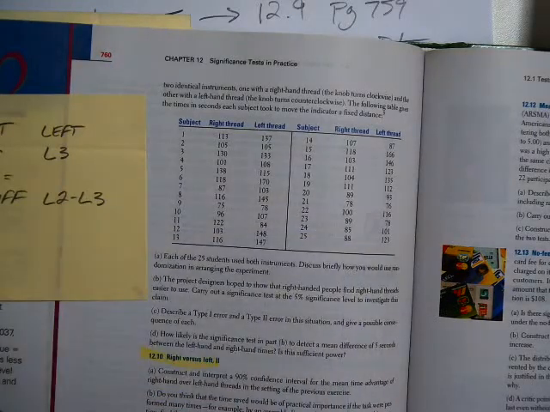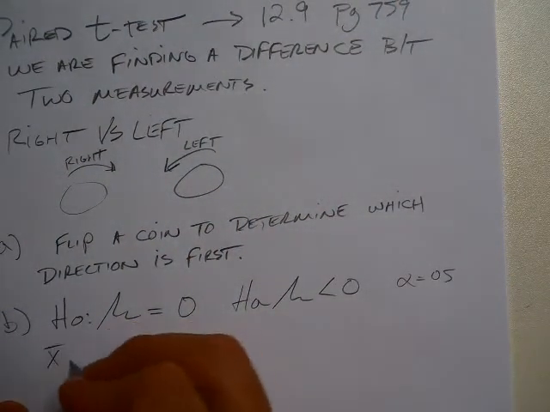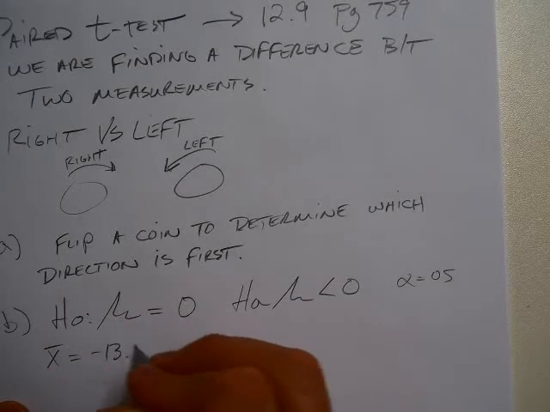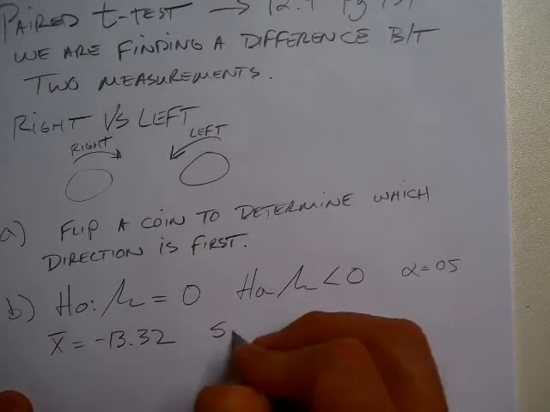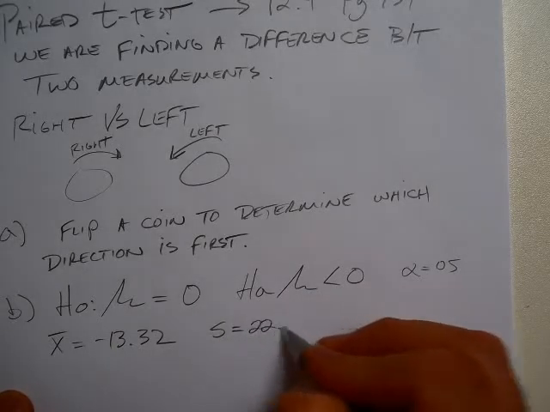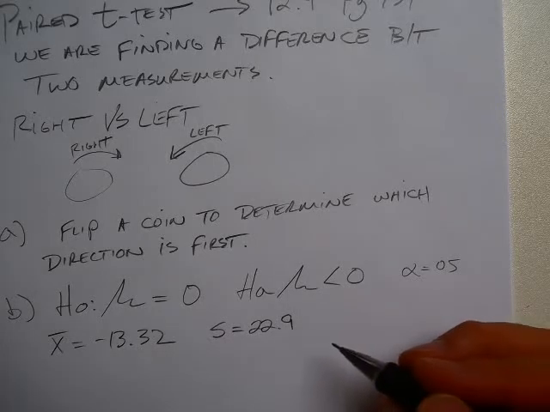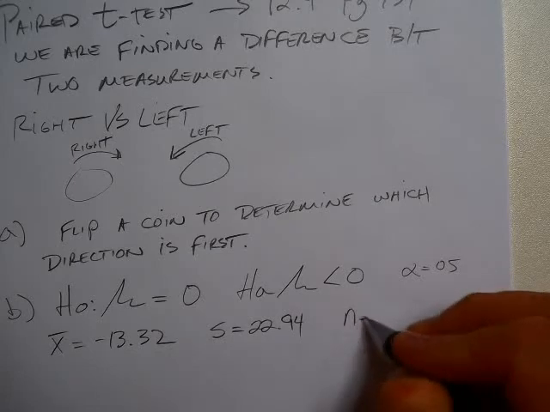So I'm going to go back to my workbench here. Write those in. And I need S, or Sx. That is 22.9, I think that's plenty accurate enough. And let's make it 22.94, make it even better. And n is 25.